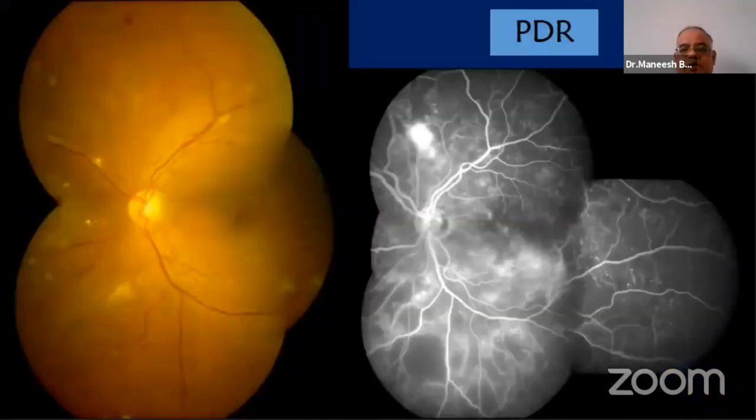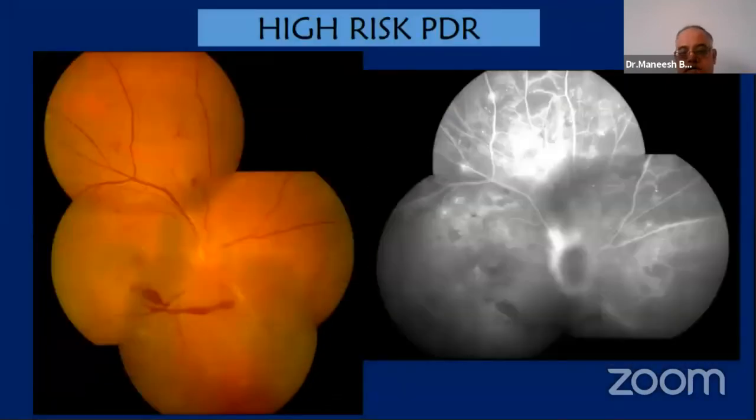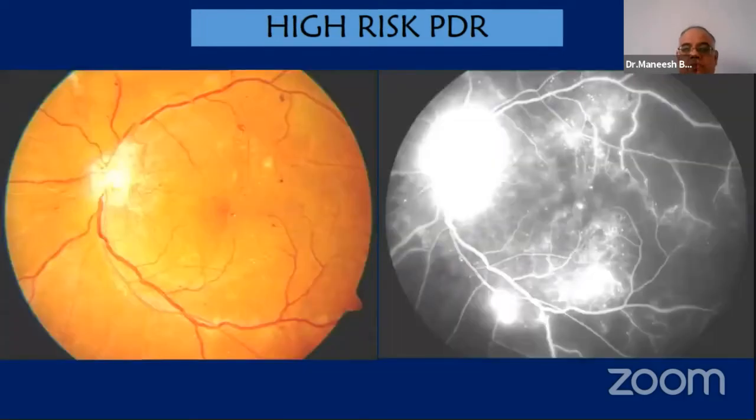While proliferative diabetic retinopathy is the presence of neovascularization elsewhere or at the disc, along with capillary non-perfusion areas. The high risk PDR is where the neovascularization at the disc is large or there is presence of pre-retinal hemorrhage.